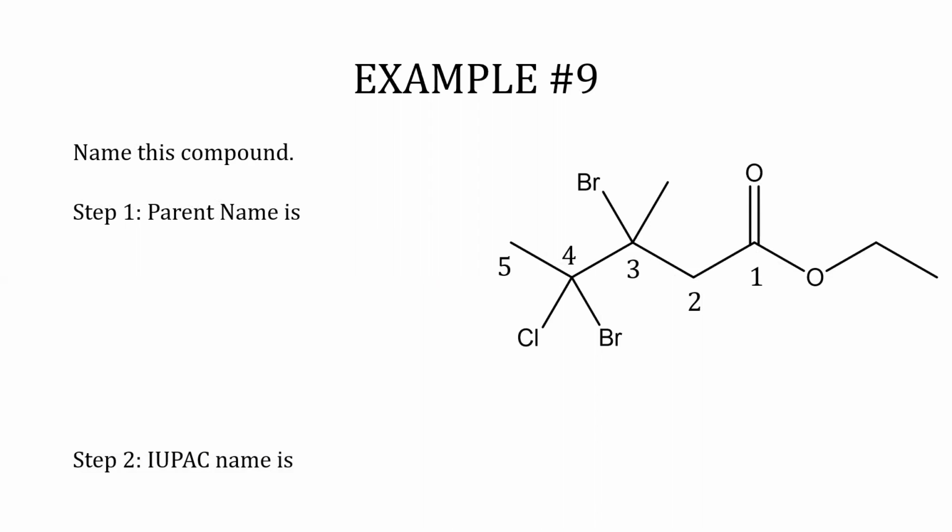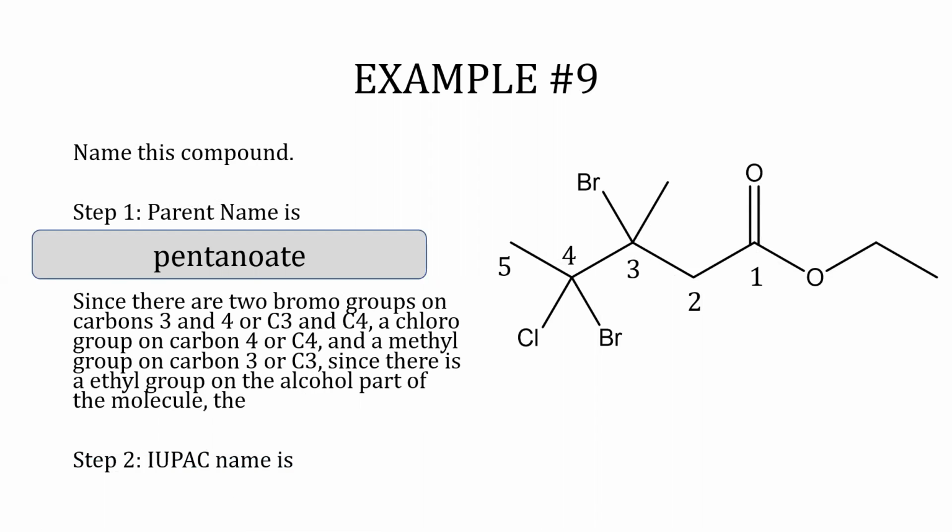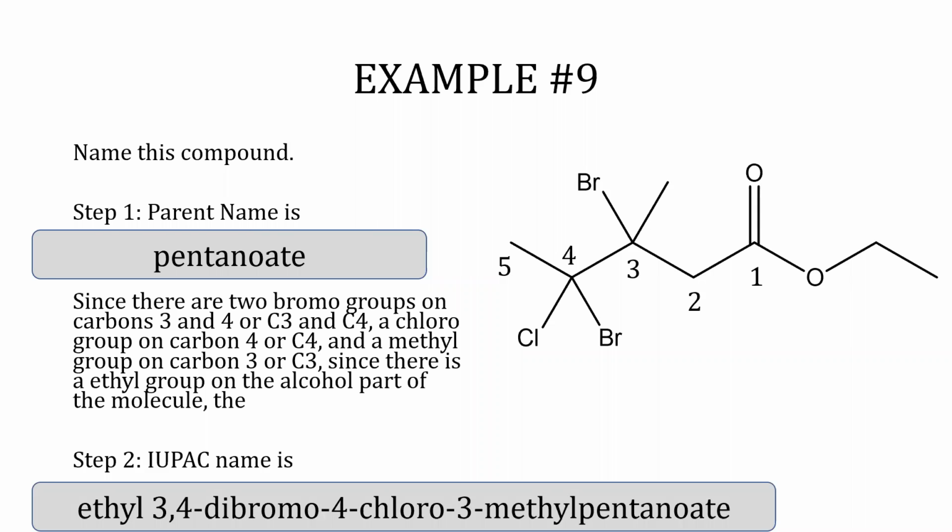Example 9's name ends with pentanoate since it's from a 5-carbon carboxylic acid. There are 2 bromo groups on carbons 3 and 4 or C3 and C4, a chloro group on carbon 4 or C4, and a methyl group on carbon 3 or C3. Since there is an ethyl group on the alcohol part of the molecule, the IUPAC name is ethyl 3,4-dibromo-4-chloro-3-methylpentanoate.